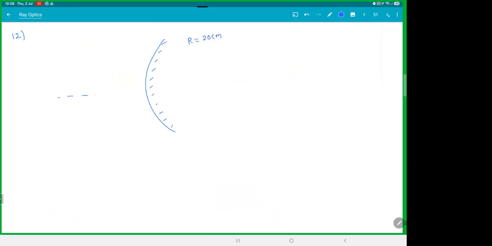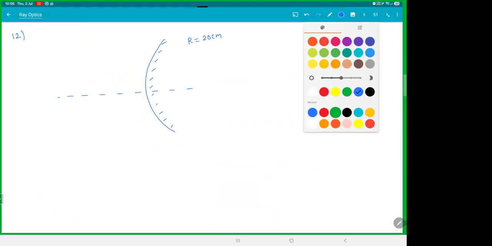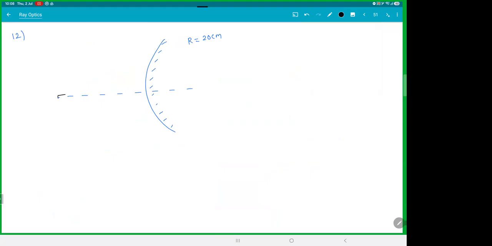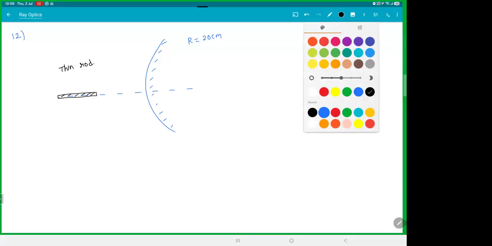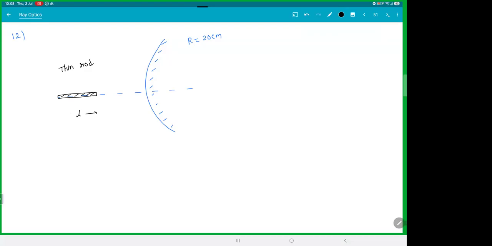Convex mirror, 20 centimeters. We have a thin rod. The length of the rod is L. The distance of this end of the rod from the pole of the mirror is 20 centimeters. I can call this B and I can call this A. So this rod AB is along the principal axis.